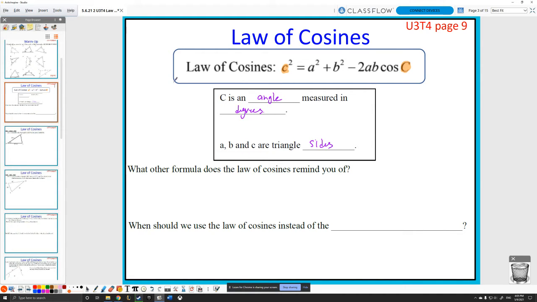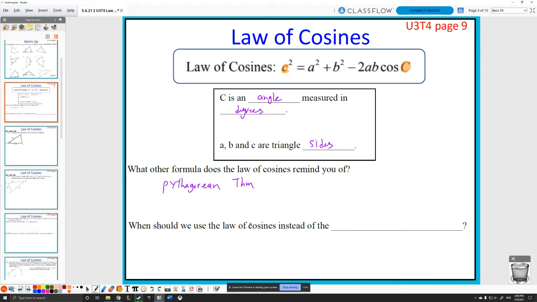For this section, just like the law of sines, make sure your calculator is in degree mode, not radian. It looks very similar to the Pythagorean theorem, because you see a squared plus b squared equals c squared, but then there's this extra piece here. That's perfectly fine, because if this was a right angle, if this was cosine of 90, then this whole term disappears, because cosine of 90 or cosine of pi over 2 is 0. So this is basically the Pythagorean theorem except for non-right triangles.